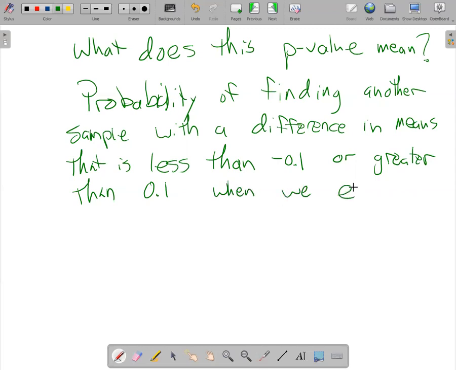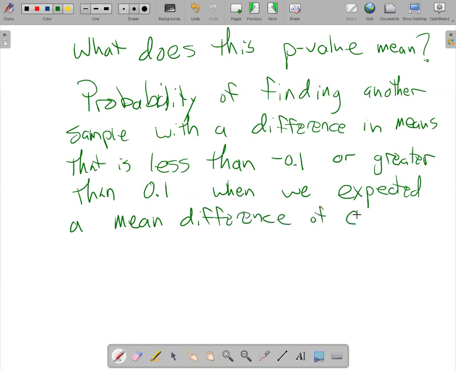When we expected a mean difference of what? 0. Yep. So under the condition that we expected the difference to be 0, what's the chance another sample would be way to the left or way to the right of what our sample was? And again, we have to reflect to the other side. StatKey does that automatically for us. We don't have to worry about it. It just says, hey, this is about what the other side would be, which is super nice.